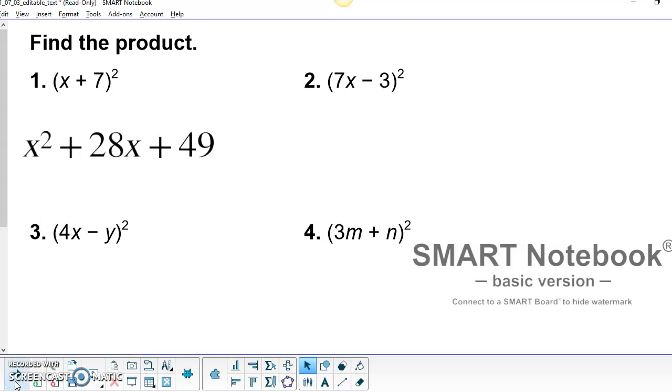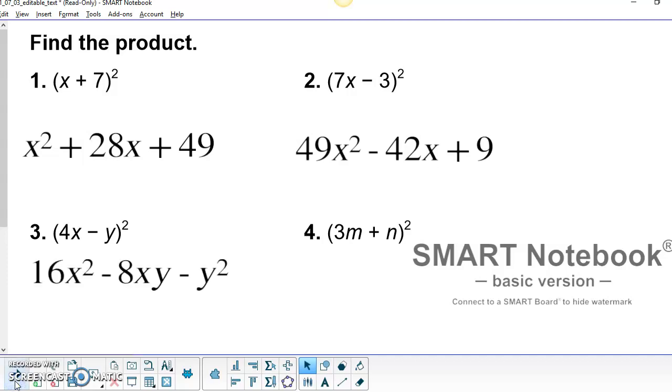Okay, you're going to try these on your own, but here are the answers. X plus 7 squared is going to give you x squared plus 14x plus 49. If you want to pause in between while you're practicing, that's fine. Next one, 7x minus 3 squared is 49x squared minus 42x plus 9. Next, you've got 16x squared minus 8xy plus y squared, and then number 4 is 9m squared plus 6mn plus n squared. It's a little hard to read because of that little Smart Notebook logo, but unfortunately we cannot get rid of that.